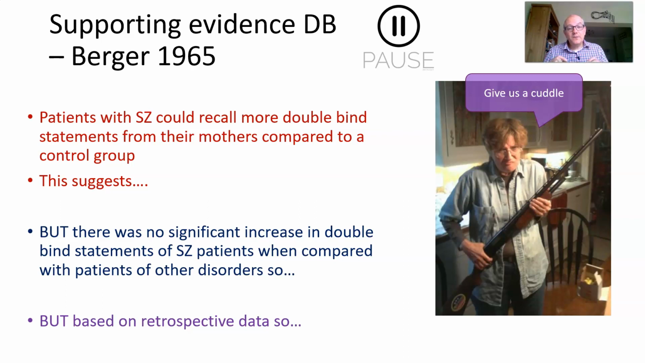So actually, what we're saying is double bind communications can make people vulnerable to mental health problems, but that's not specific to schizophrenics. Schizophrenics had more double bind communications when they were younger, but so did people with depression or anxiety. So it makes us vulnerable to mental health problems. It's an environmental stressor, but it's not specific to schizophrenia. And this invalidating of the two messages and not creating a sense of reality really questions that idea. It's also based on retrospective data.